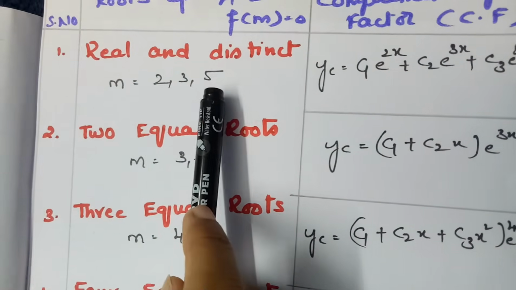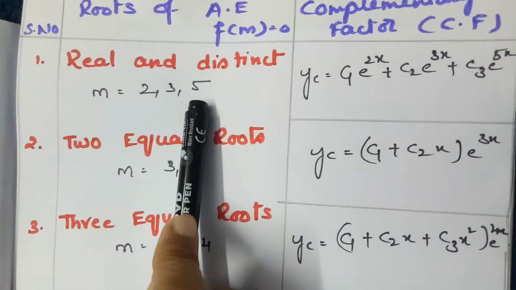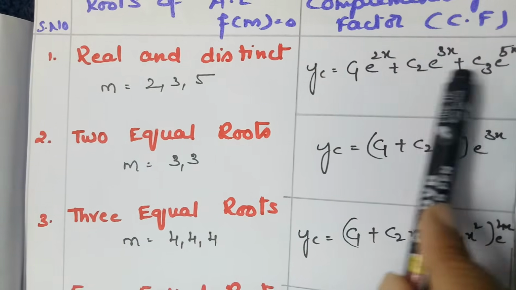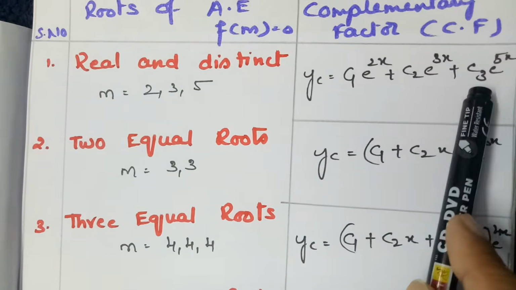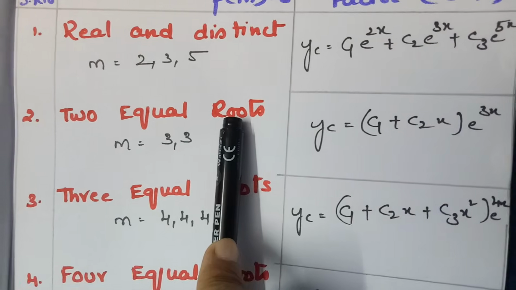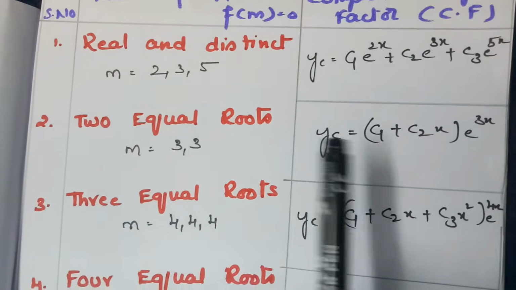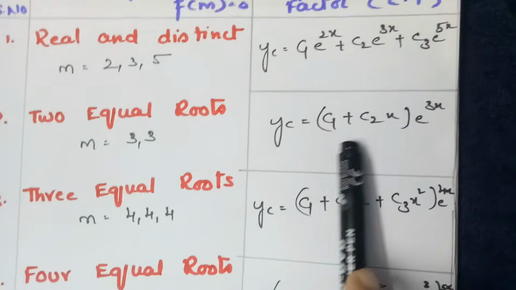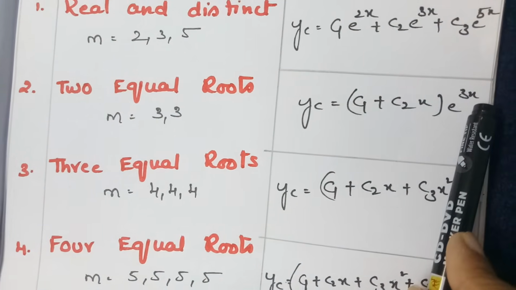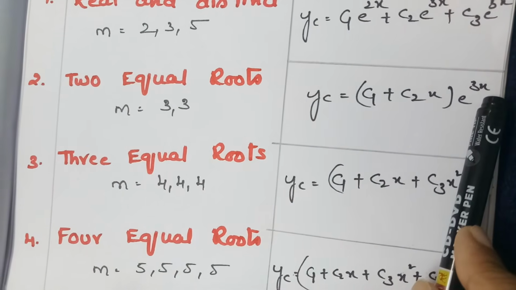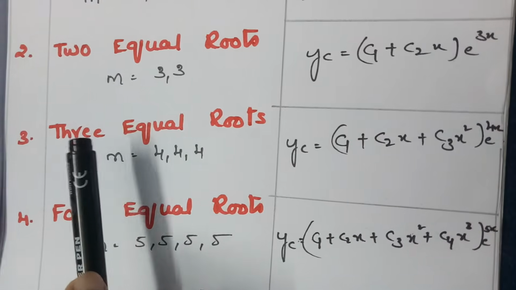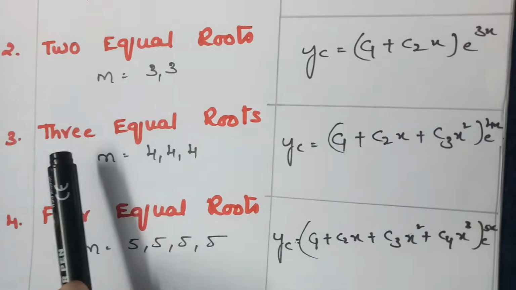If I get real and distinct values, I have to take different constants and place e power 2x, e power 3x and e power 5x. If I get two equal roots as 3, 3, I have to write the combination c1 plus c2x into e power 3x. This is the example I am taking and explaining. So depending upon the question and the values, you have to substitute.